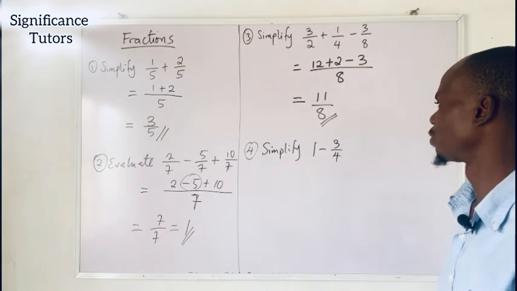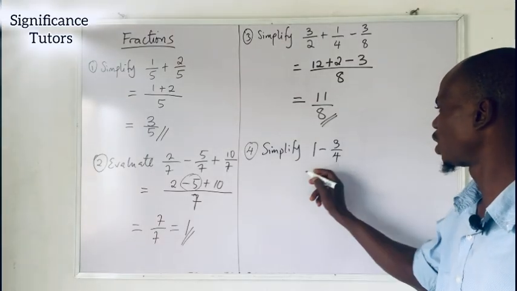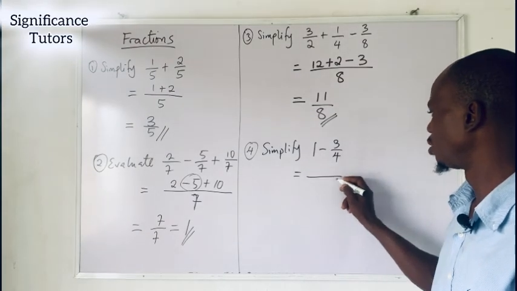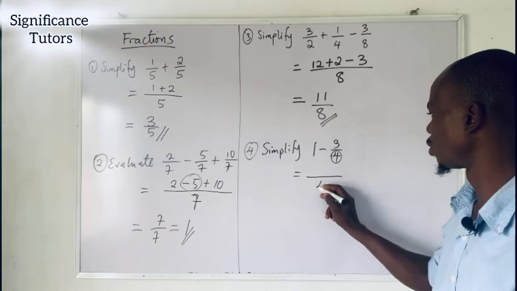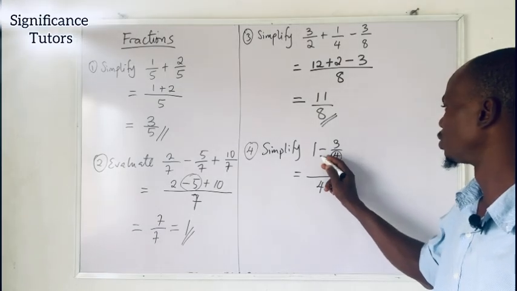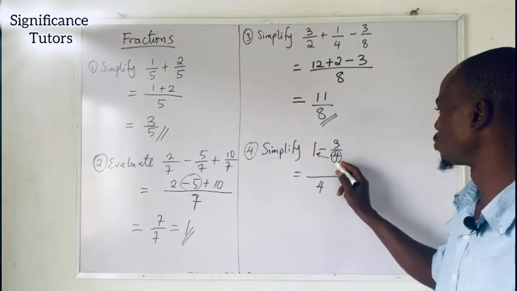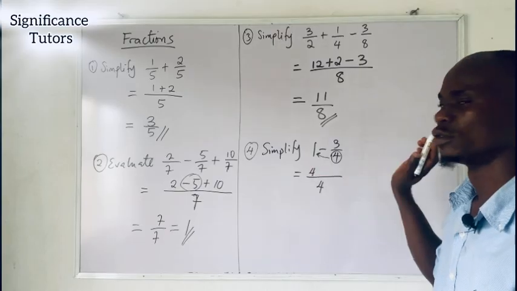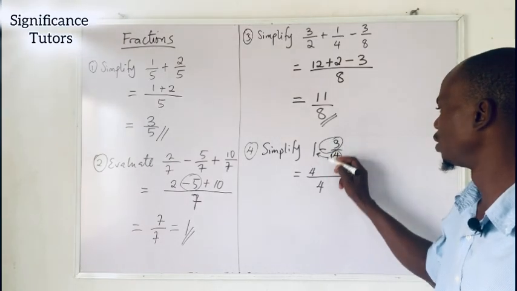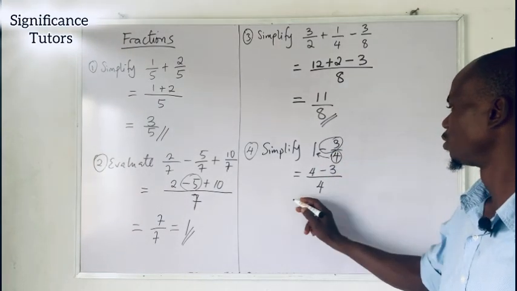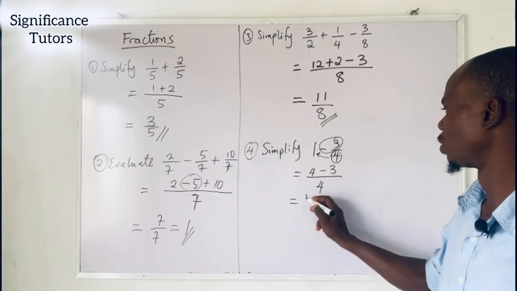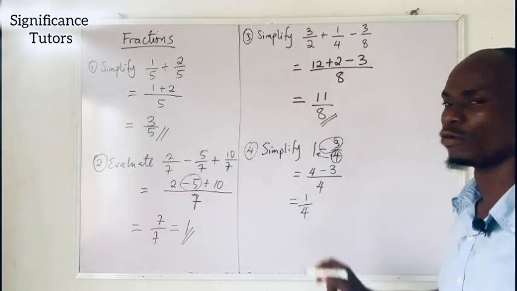So if I'm asked to simplify 1 minus 3 over 4, all I need to do, the denominator of the fraction is your LCM. So I multiply with the whole number. 1 times 4, 4. That's all. This remains minus 3. So this will give me 4 minus 3, 1 over 4.